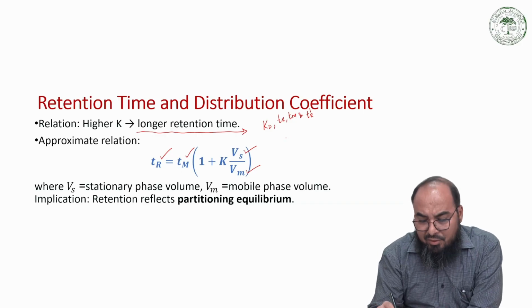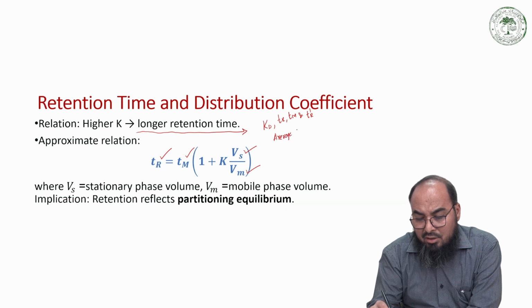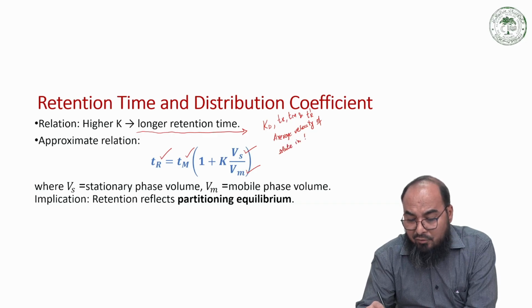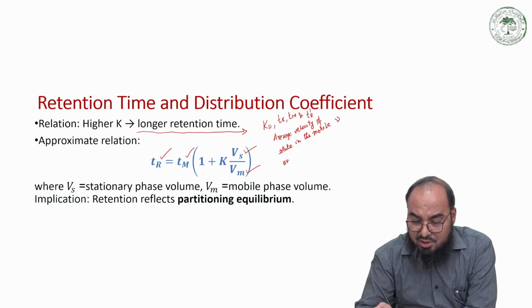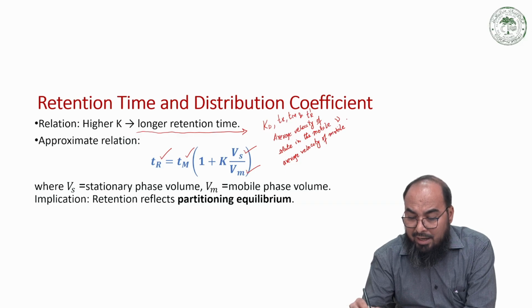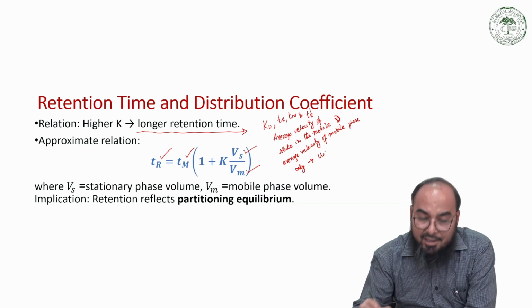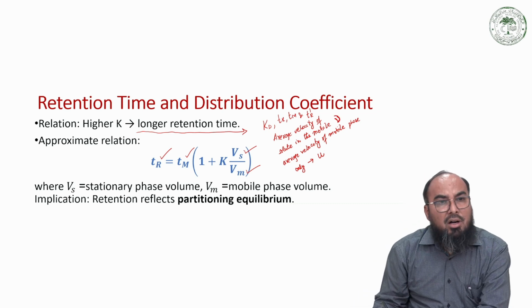We can also derive another relation. For example, we have defined in our previous slides the average velocity of solute in the mobile phase, which we denote by nu, while the average velocity of the mobile phase only was given by u. It is nu and it is u.